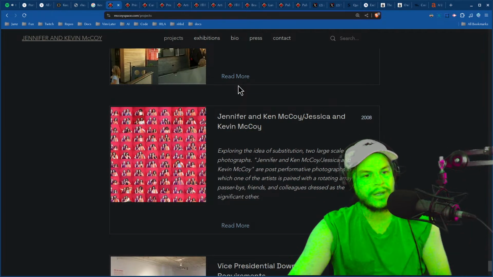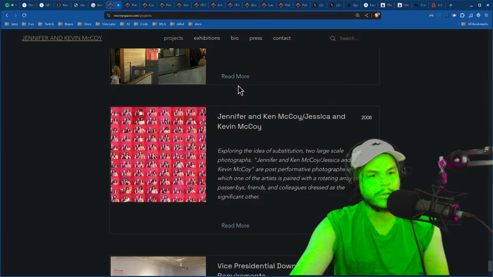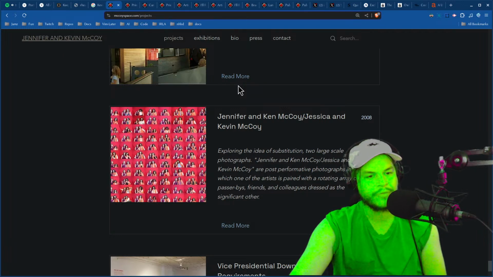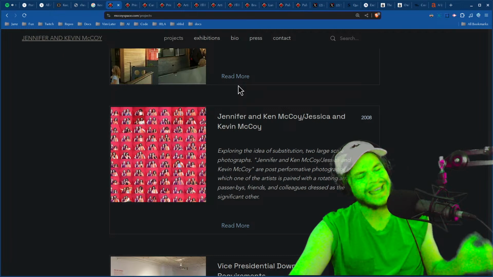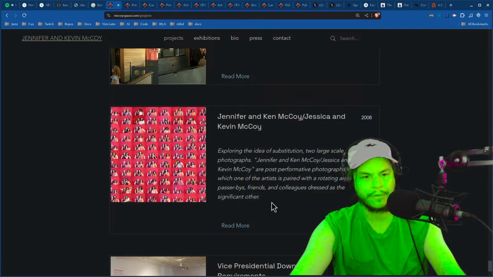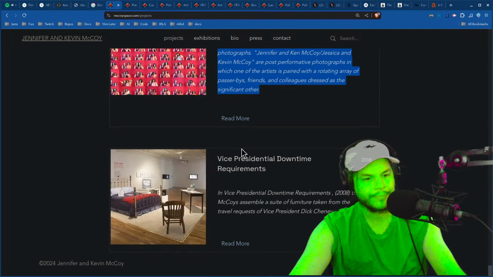Okay, so exploring the idea of substitution, the two large-scale post-performative photographs in which one of the artists is paired with a rotating array of passersby, friends, and colleagues dressed as the significant other. Kind of in the actor series. Kind of. I just made up this actor series.